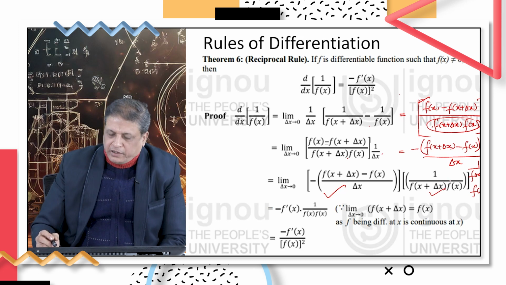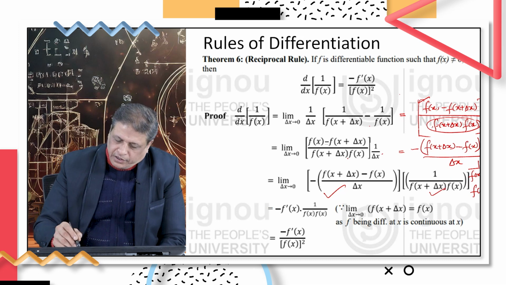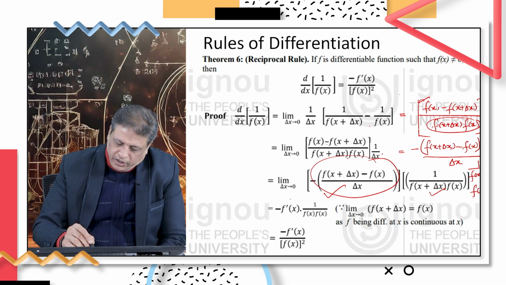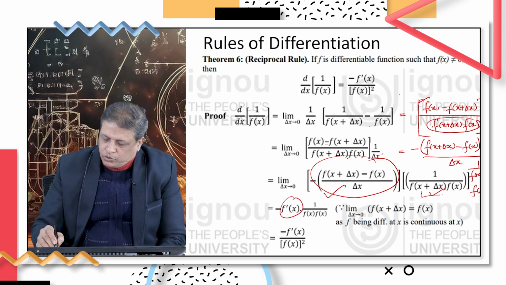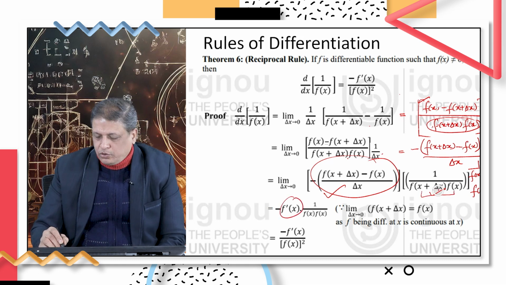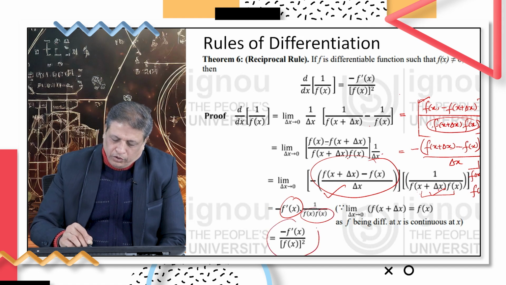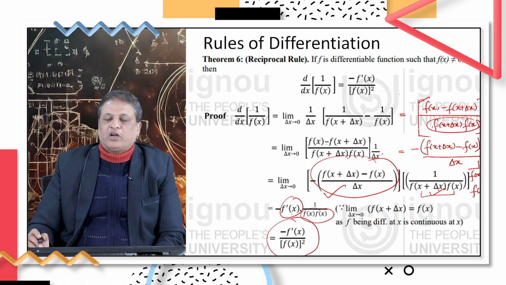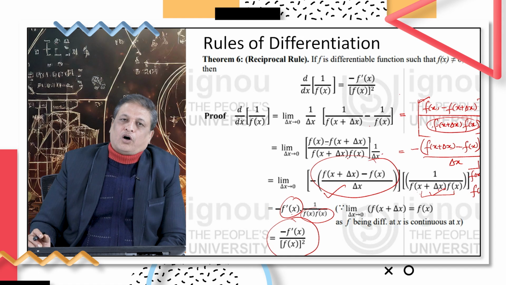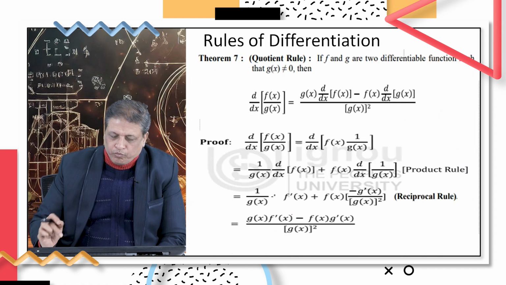Now, directly applying the fundamental definition, this expression turns out to be f'(x), and these two terms, because Δx tends to 0, will turn out to be f(x) square. So, overall we got the formula minus of f'(x) upon f(x) square. So, d/dx of 1 over f(x) is equal to minus of f'(x) upon f(x) square.